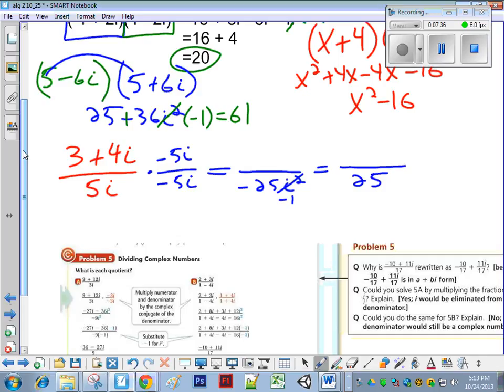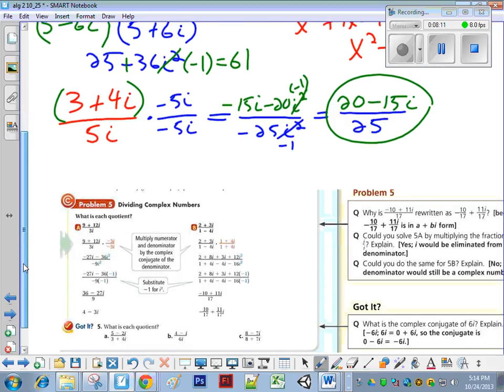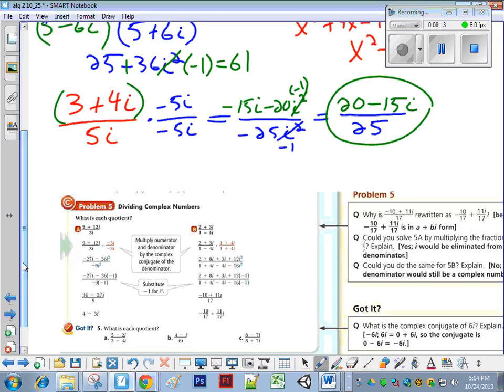I'm going to distribute negative 5 times negative 3, positive 3 will be negative 15i. Negative 5 times negative 4i will be negative 20i squared. Now i squared, as we know, becomes negative 1. So I got negative 20 times negative 1 is positive 20. So I'm going to write that first. 20 minus 15i all over 25. And that will be how we divide. We cannot have i in the denominator.